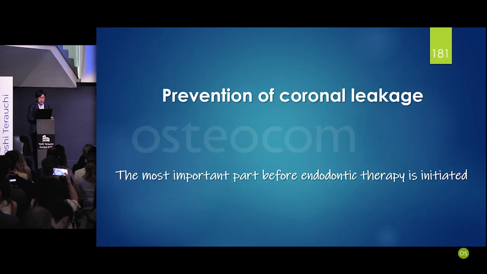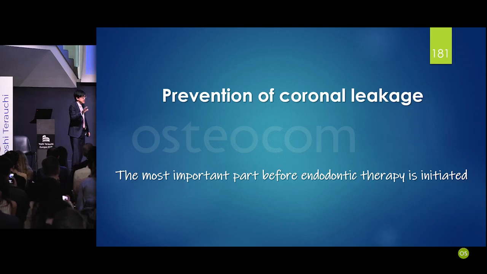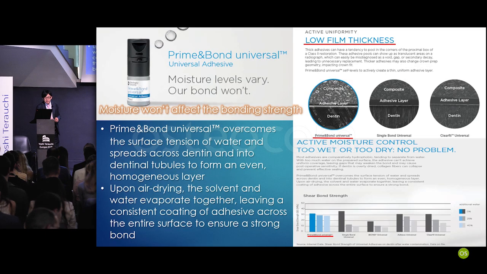So prevention of coronal leakage is the most important. If you want to continue using gutta-percha and sealer, that's fine. But prevention will be the most important to prevent bacteria from coming into the root. How do you do that? I always start with a coronal restoration.